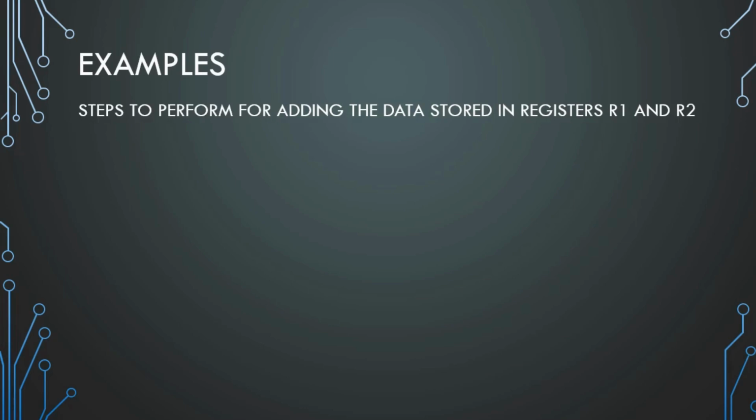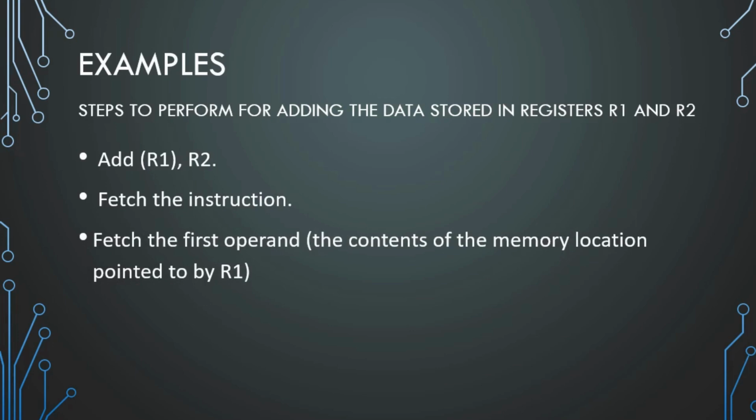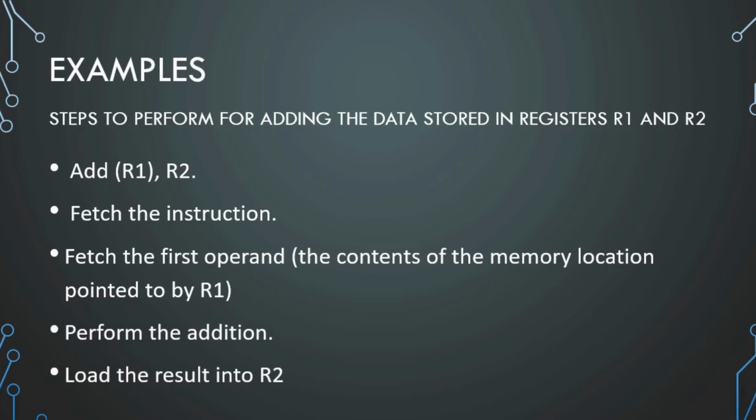Let's move towards examples. Steps to perform for adding the data stored in registers R1 and R2. Step number 1: Add R1 and R2. Step number 2: Fetch the instruction. Step number 3: Fetch the first operand, that is, the contents of the memory location pointed to by R1. Step number 4: Perform the addition. And the last step: load the result into R2.